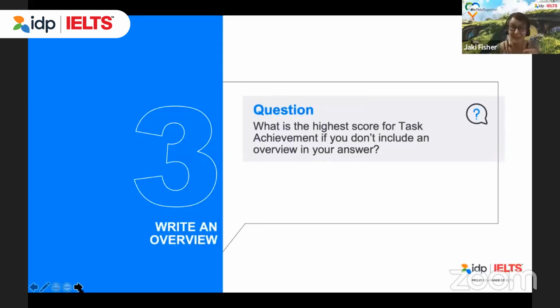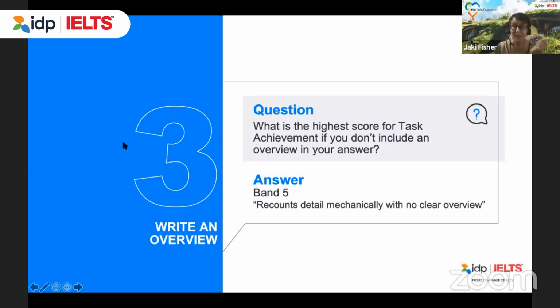Okay, but you must have this overview. It's very important. If you don't have the overview, you will only get a 5 for your task achievement. You must have the overview. The conclusion can be the overview. You actually don't need a conclusion for your academic task 1.